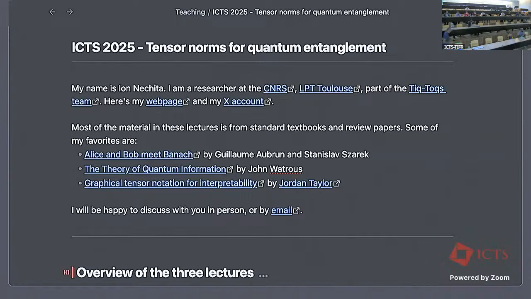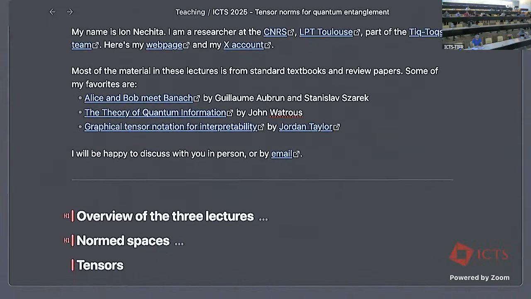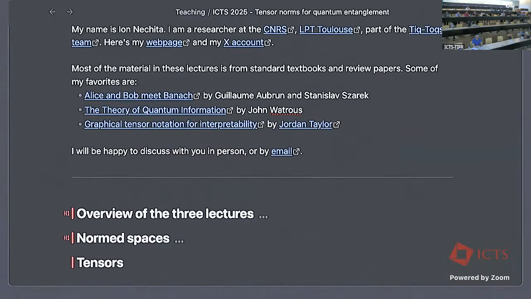Thanks so much. So welcome back. Today it's the second of the three lectures, and the plan is to start talking really about tensors, because up to now we just saw normed spaces. This was the topic of yesterday's lecture. Today I'm going to talk about tensors and also introduce the first tensor norm in this lecture, which will be the injective tensor norm, related to the entanglement of multipartite pure quantum states.